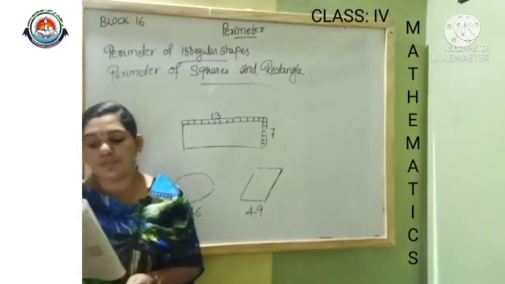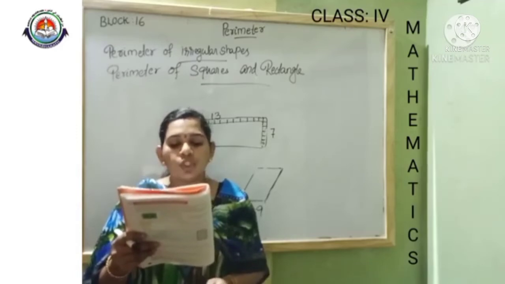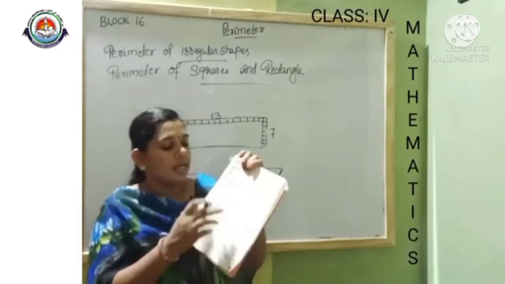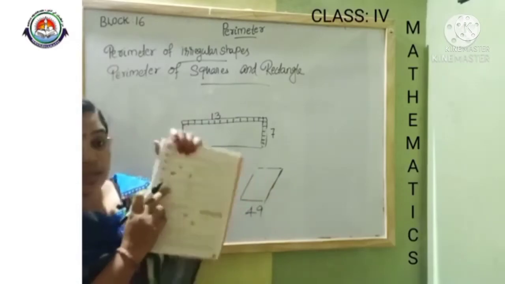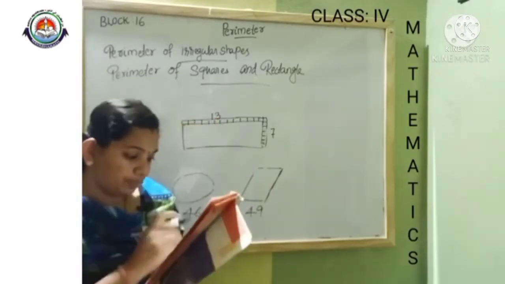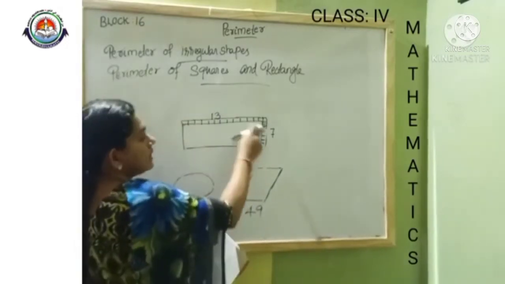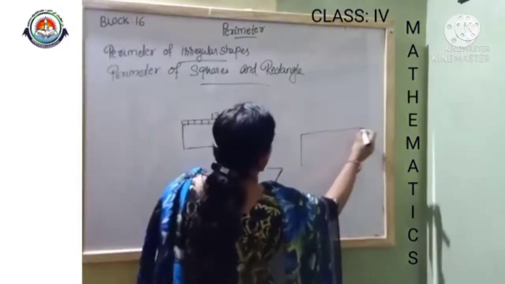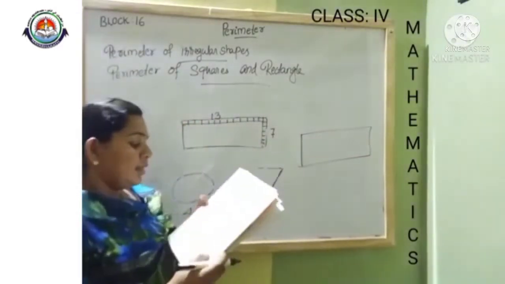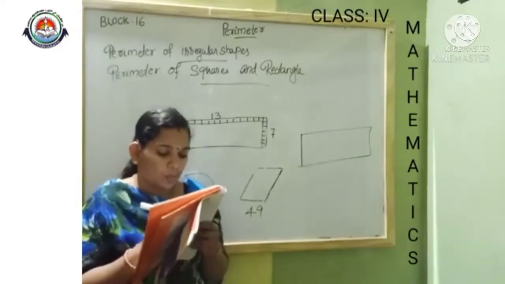Second lesson, perimeter of squares and rectangle. Count and write the number of squares along the sides shown in red. Here red color is there. Look at that, red color. Here figures like this are there. This side is red color. Then count it. How many small squares are there? You just count with me.